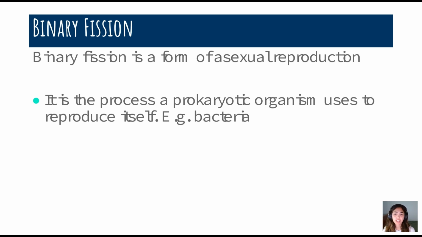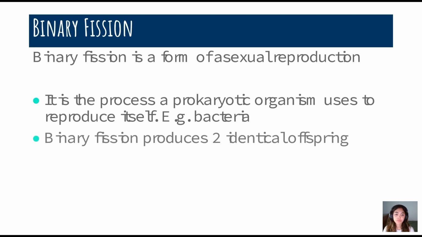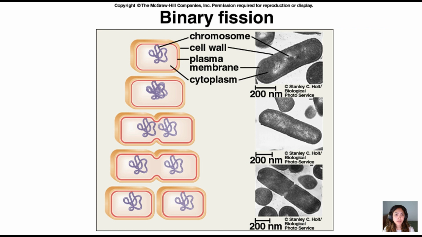Like I said before, it is the process that is carried out by our prokaryotic organisms to be able to reproduce itself. So binary fission, the same as other types of our mitotic division, will produce two identical offspring. Here we've got a bit of a diagram. We've got our chromosome in the middle here. That's another way of talking about our genetic material. We've got the cell wall around the outside, the plasma membrane on the inner, and then we've got our cytoplasm. So we can see here that there is no nucleus.